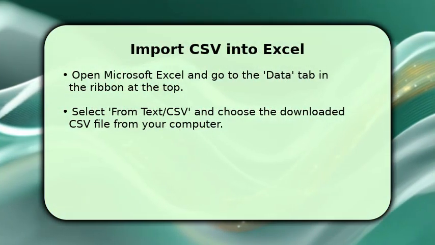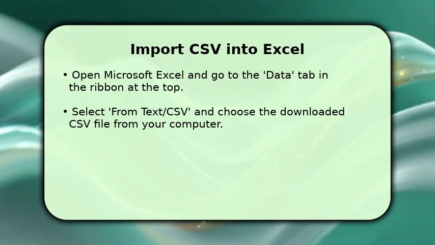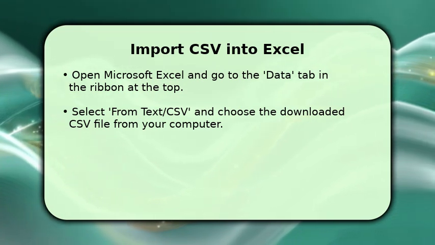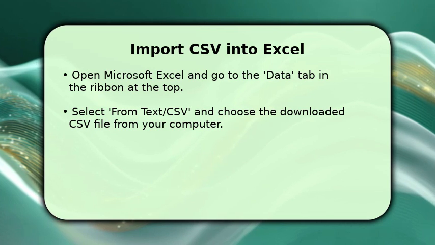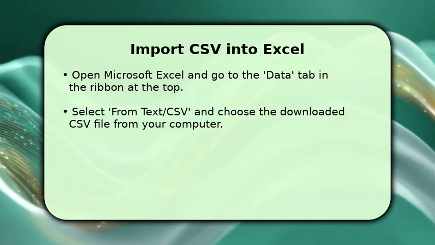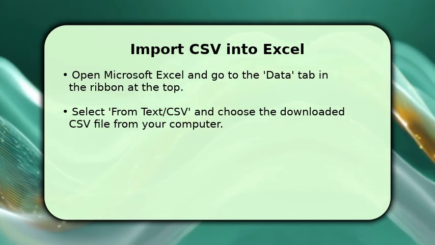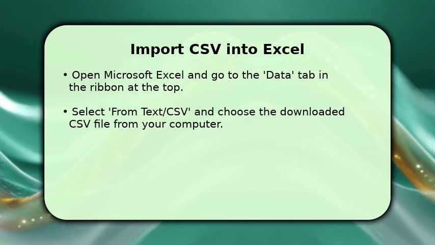With your CSV file downloaded, open Microsoft Excel. Navigate to the Data tab located in the top ribbon. In the Get and Transform Data group, click on From Text/CSV. A window will pop up, allowing you to browse your computer. Locate and select the CSV file you just downloaded from Yahoo Finance, then click Import.